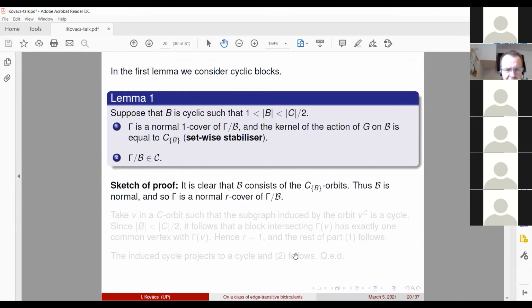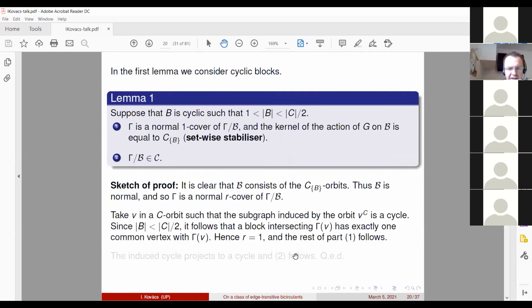The first part of the proof is obvious. In that case, the blocks are contained in the orbits of C, and C is regular on both orbits, so it's easy to see that the blocks are nothing else but the orbits of the stabilizer of B in C. This immediately tells you that this is a normal block system. And we have this basic proposition: if it is a normal block system, then the graph should be a normal R-cover. Now we just have to find this R.